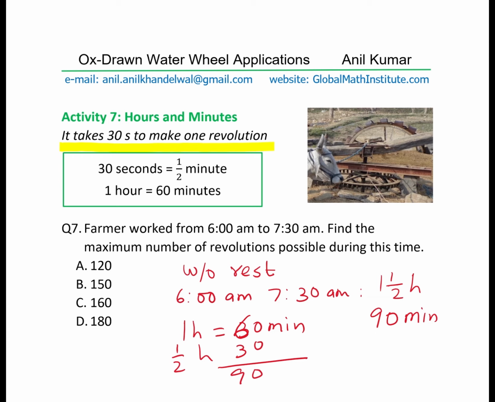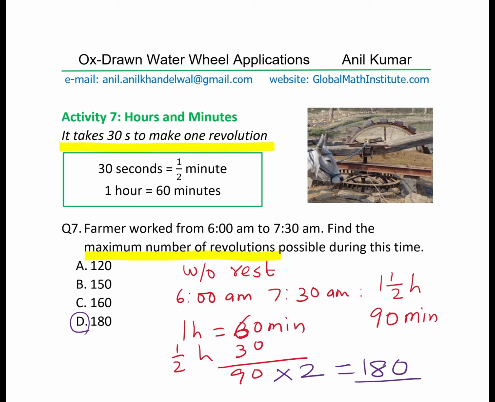Clear? What do we need to figure out? We want to know the maximum number of revolutions. So clearly, in our case, we'll just multiply these minutes by 2 and get 180 as our answer. Since 30 seconds for one revolution means 60 seconds for 2, or 1 minute for 2. So 90 minutes times 2 is 180. So our answer here is D. Is that clear to you?